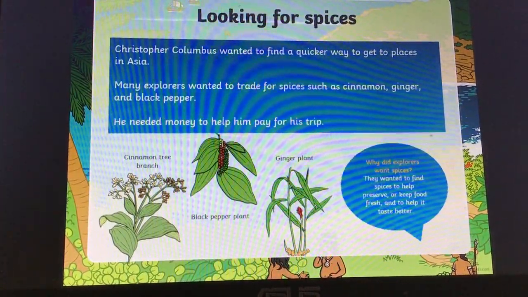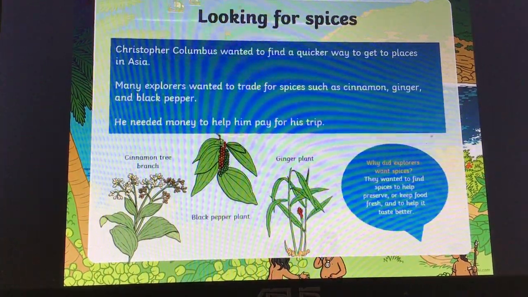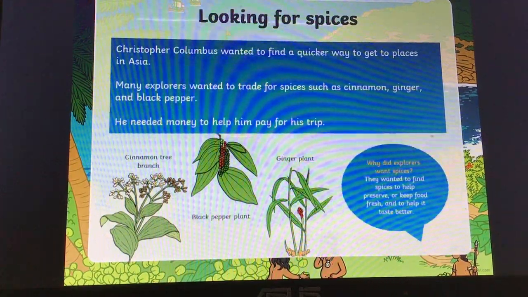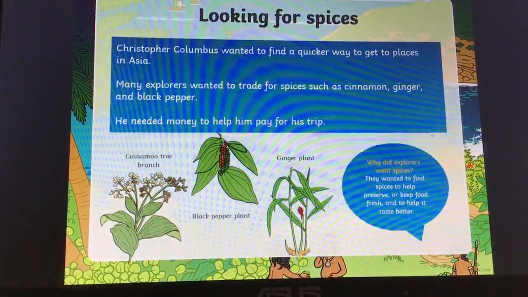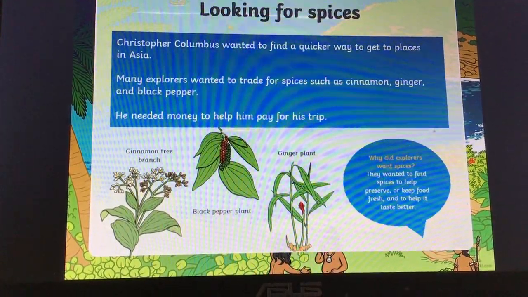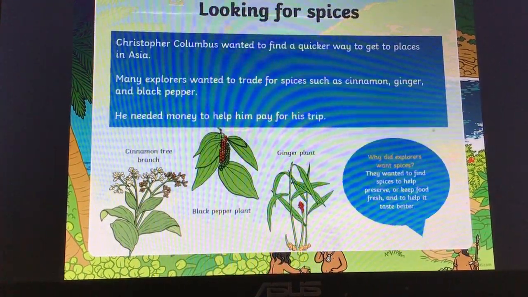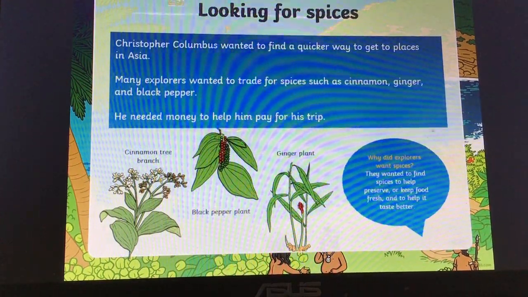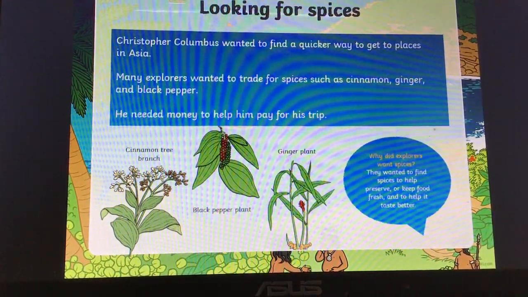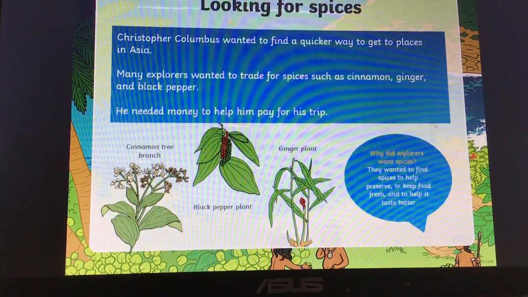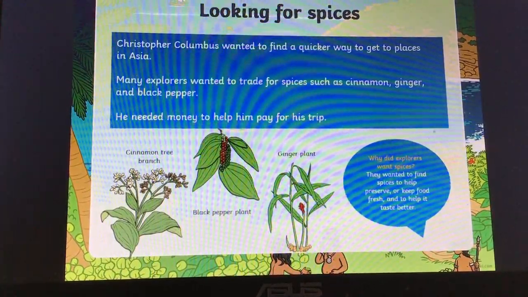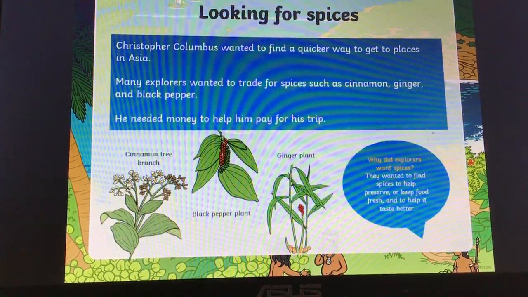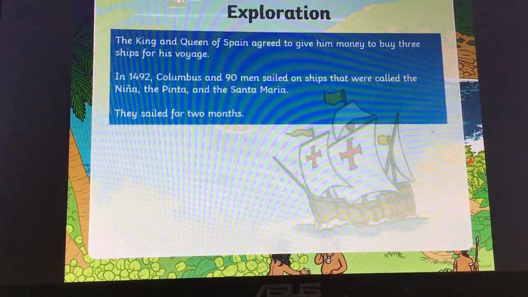Christopher Columbus wanted to find a quicker way to get to places in Asia, and he wanted to do this because he wanted to trade for spices like cinnamon, ginger and black pepper, but he needed money to help him pay for his trips, so this was a good way of making money. Why did explorers want spices? Well, they wanted to help keep food fresh and help to preserve it, to keep it good for longer. In those days, they didn't have fridges to keep food for longer like we do now.